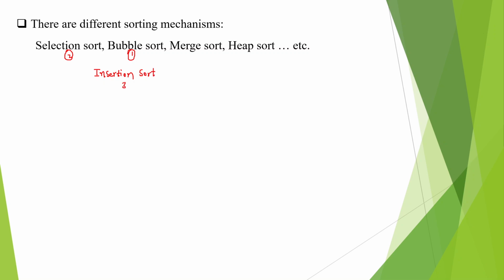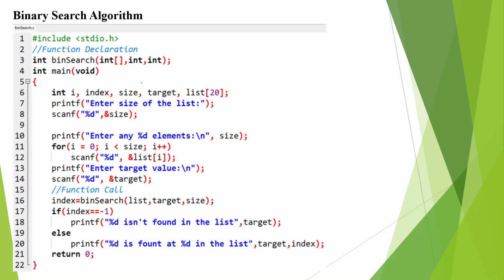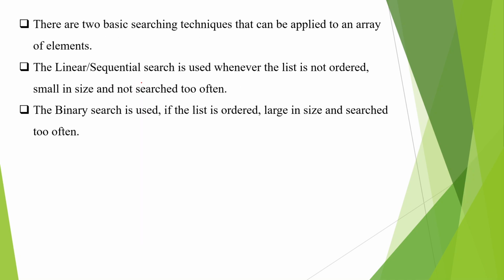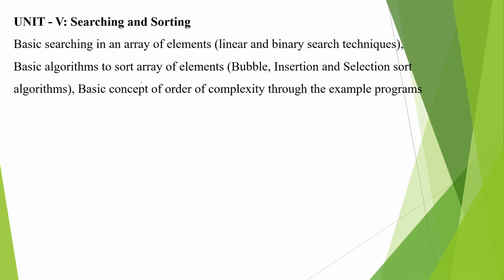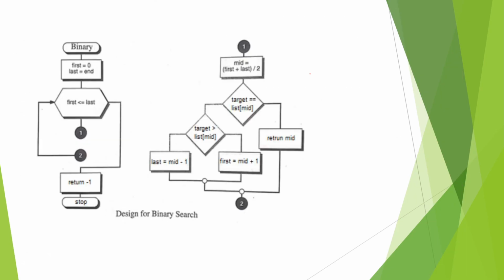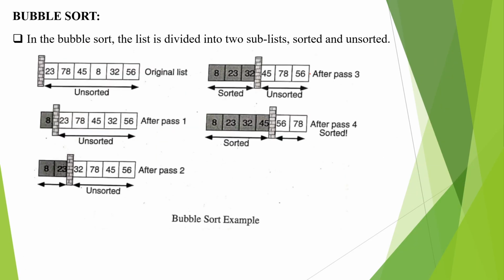This is your third approach. So we have to see bubble, selection, and then insertion. As per your syllabus, we need to go with only these three: bubble sort, selection sort, insertion sort. These three sorting mechanisms only we need to see. So we start with bubble sort.